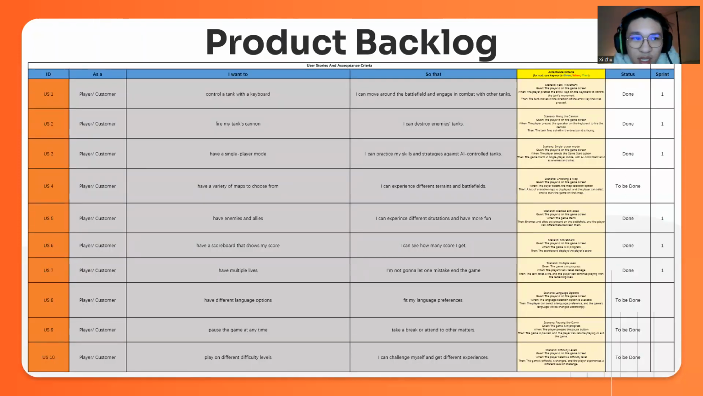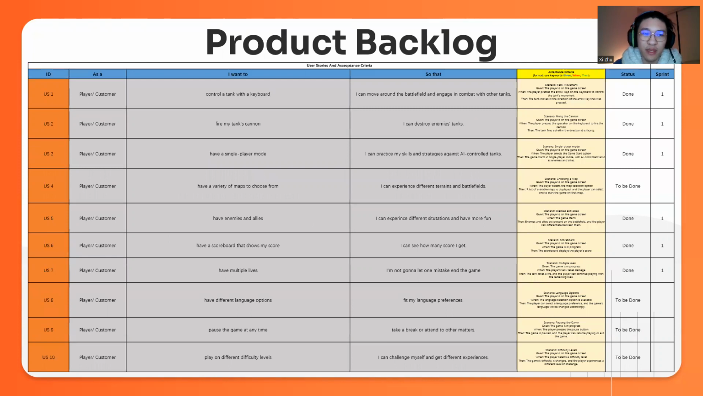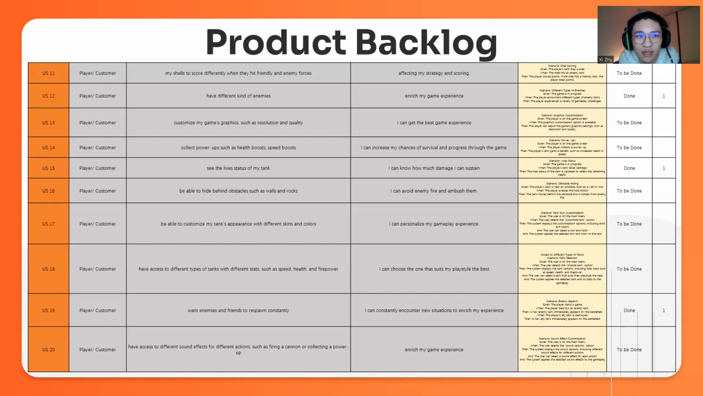And here is the product backlog. It's about 20 user stories I need to complete, including control tank, fire cannon, play mode, a variety of maps, a variety of modes, enemy allies, different enemy allies, I mean, and pause button. Also, when you fire a cannon to hit friendly or enemy forces, scoreboard, multiple lives, etc.